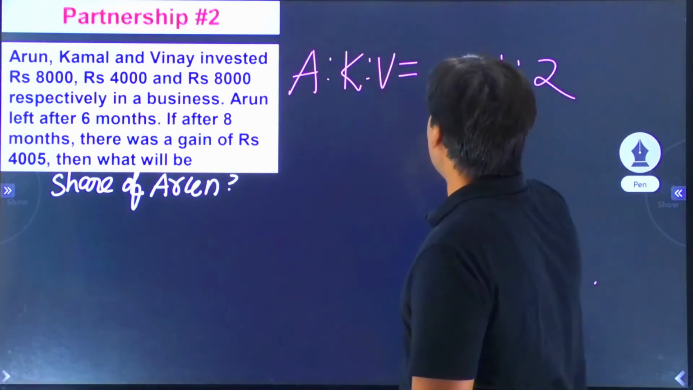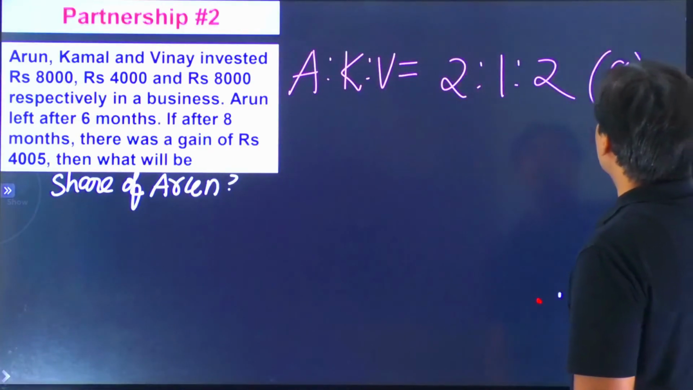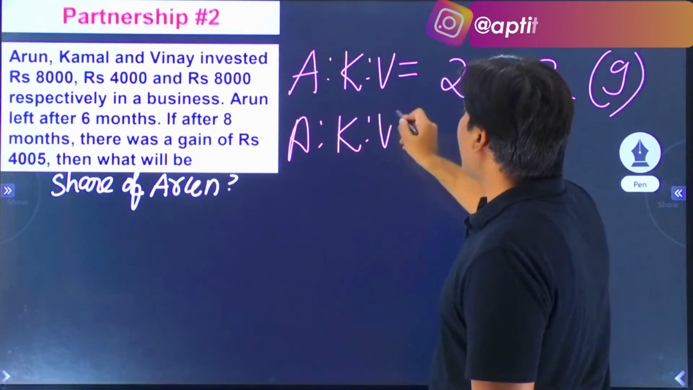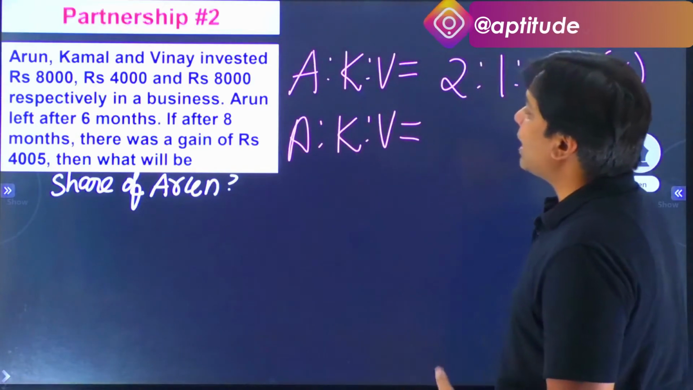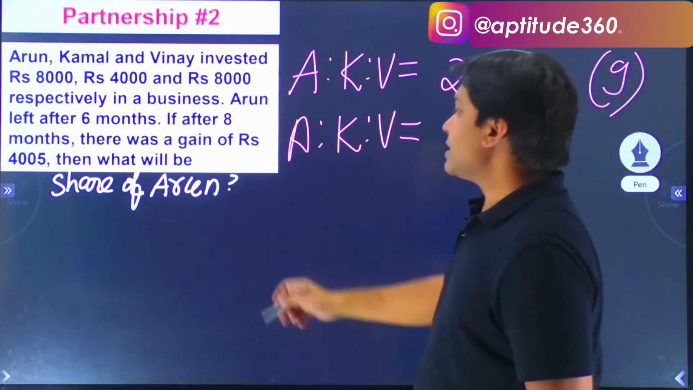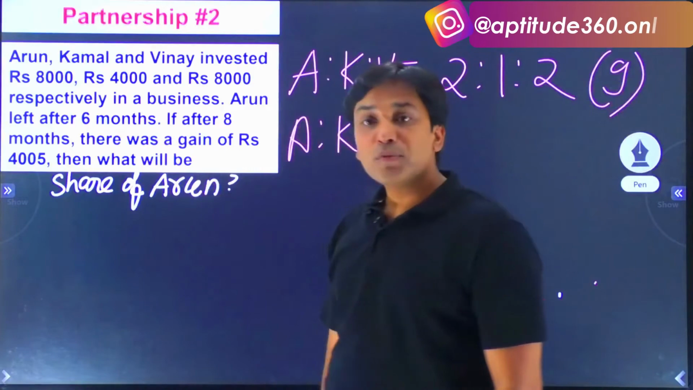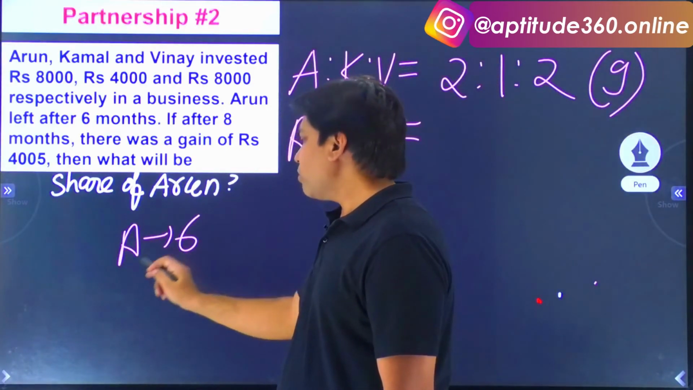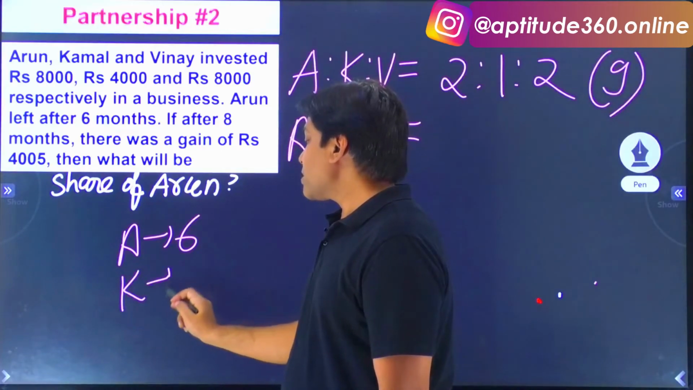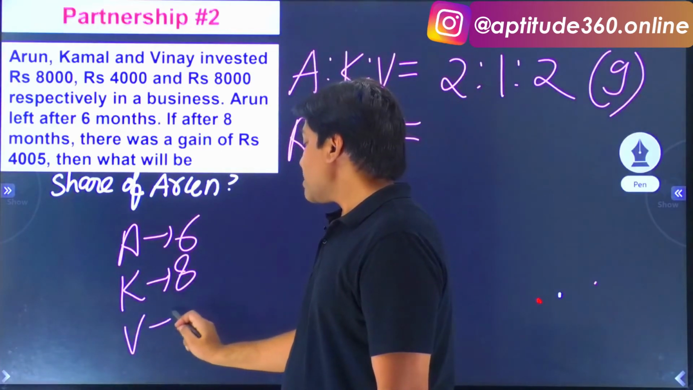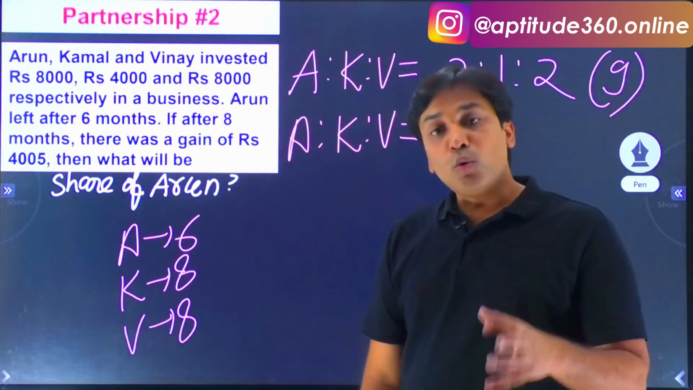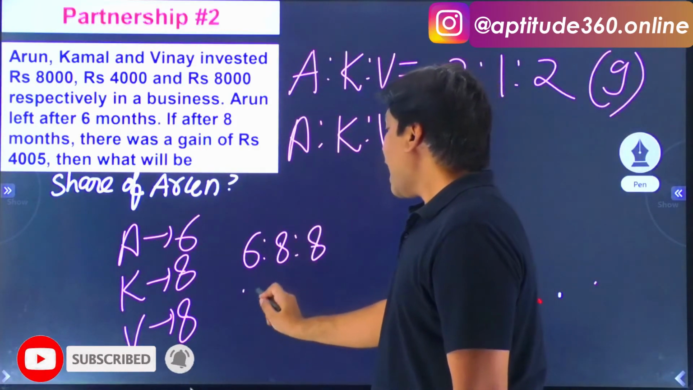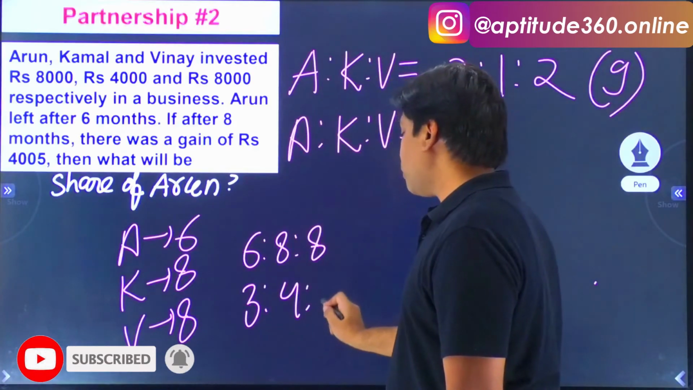Now what is going to be? So this is the ratio of investment. And Arun and then Kamal and Vinay. What is the ratio of their time period? You see, Arun left after 6 months. Arun भाई साहब 6 महीने में भाग गए. तो अरुण थे कितने दिन बिजनेस में? 6 महीने तो. एंड देन कमल इज देयर इन द बिजनेस फॉर 8 months एंड विनय इज देयर इन द बिजनेस फॉर 8 months. So what is going to be the ratio? It is going to be 6:8:8 and that is nothing but 3:4:4.